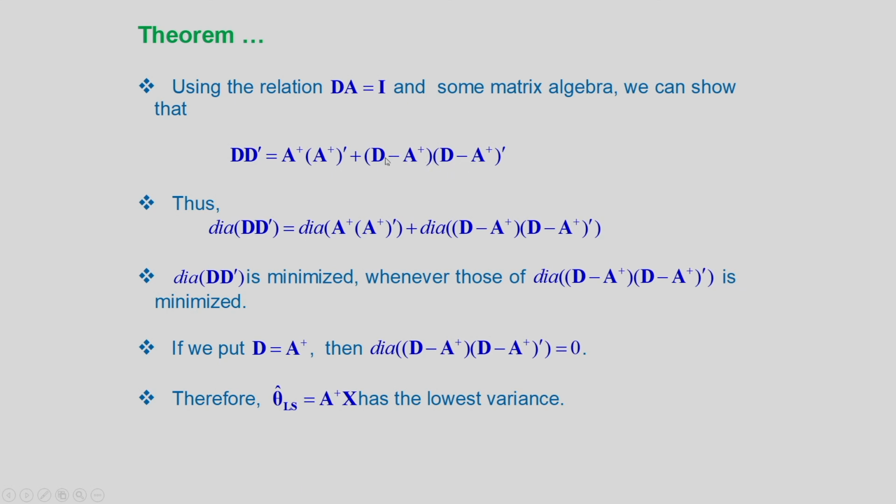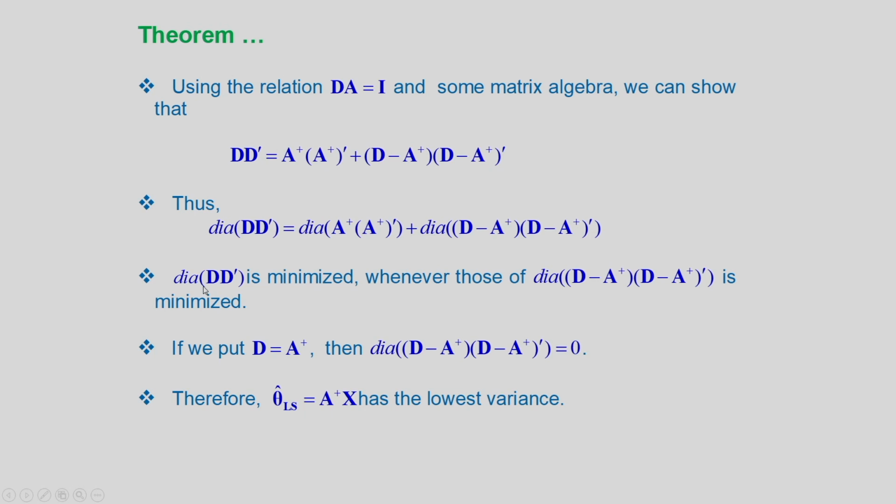Now, this is a matrix times its transpose, therefore this part will be a positive semi definite matrix. Now, the diagonal elements of D D transpose will be equal to the diagonal elements of pseudo inverse of A into pseudo inverse of A transpose plus the diagonal elements of this matrix.